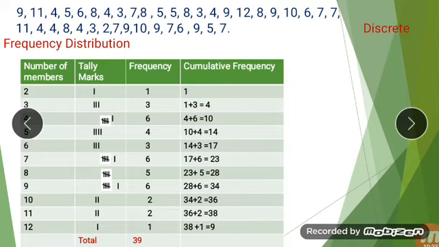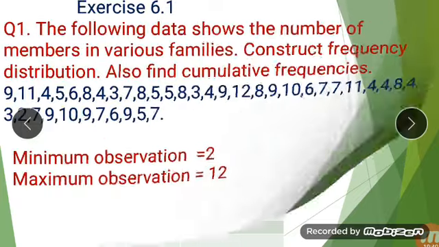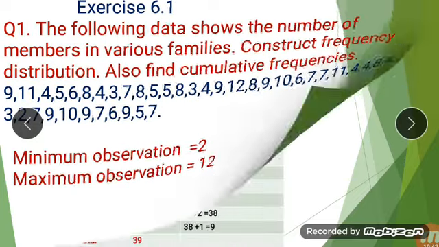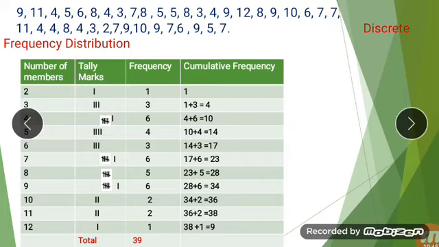Then we have the cumulative frequency. As it is asked that we calculate the cumulative frequency as well, and we have already discussed that in cumulative frequency, in each successive class the frequency is added. Here 1, then 1 plus 3 is 4, then 4 plus 6 is 10, then 10 plus 4 is 14, 14 plus 3 is 17, and so on till the end, where we get 38 plus 1, which is 39. So here is the discrete frequency distribution for question number 1. It is done.